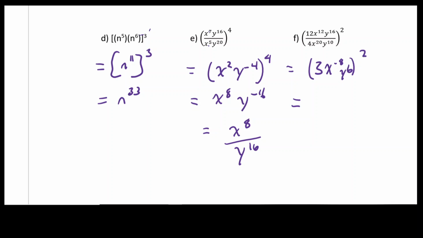And then I'm going to bring that power of 2 inside now. It's going to turn into 3 to the power of 2, x to the negative 16, y to the power of 12. 3 to the power of 2 is 9. The y has a positive exponent. It stays up top. The x has a negative exponent. You can float that down to the bottom. So that would be my fully simplified version there.